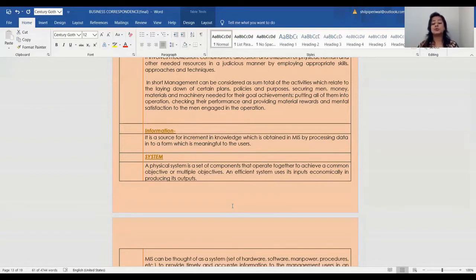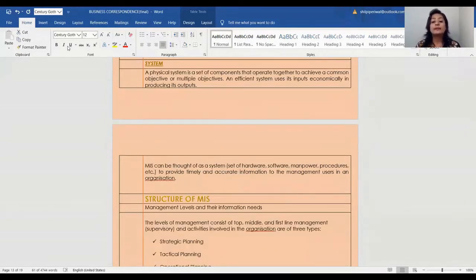So every system should be in a way where whatever you are putting in, the inputs, the money that you're spending or the resources that you're pumping into the business, should be used in as economic a way as possible to produce as much output. Okay, so we are trying to make sure that the inputs are used economically and outputs are generated in a good way. So you also need to understand about various systems, like say you have certain hardware, software, manpower. How are you going to make sure that everything is used in as economical a way as possible?